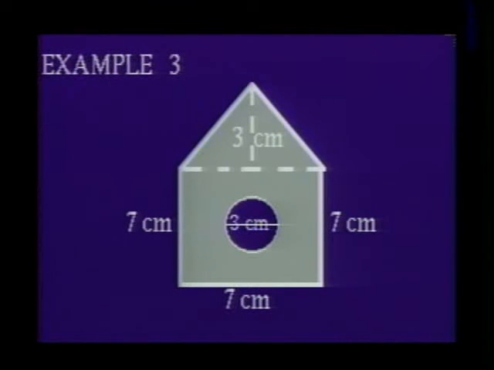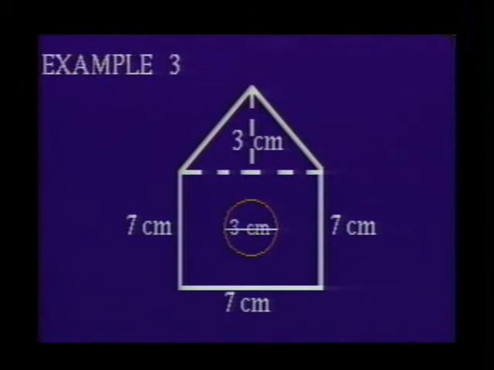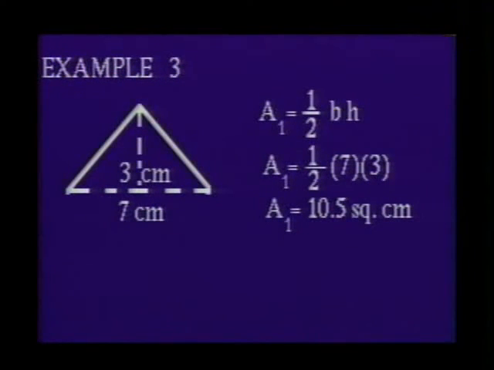Example 3. Find the area of the shaded portion of this composite figure. Notice that the figure is composed of 3 basic figures, a triangle, a square, and a circle. We will begin by finding the areas of these basic figures. The area of the triangle can be found using the formula A sub 1 = 1/2 times the base times the height. Substituting 7 for the base and 3 for the height, we get A sub 1 = 1/2 times 7 times 3. Solving for A sub 1, we get A sub 1 = 10.5 square centimeters.